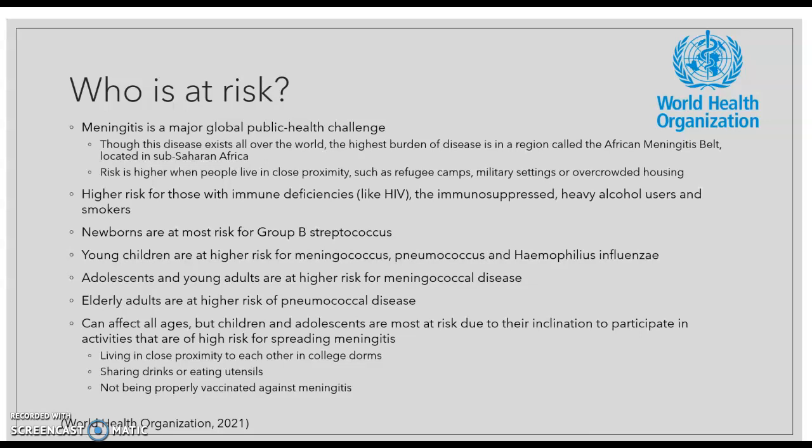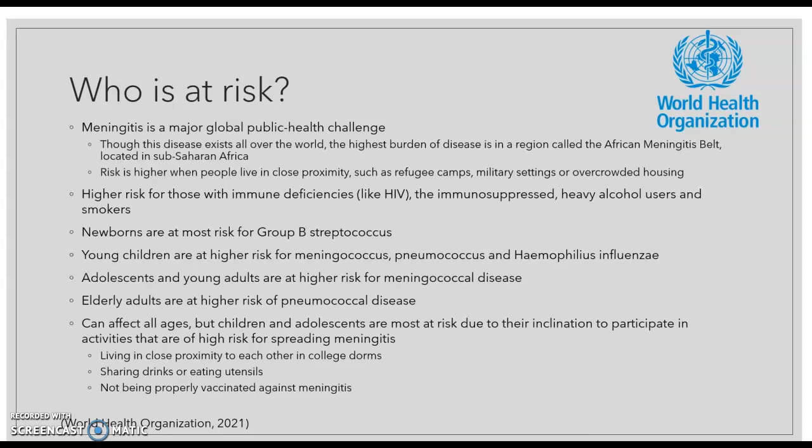So who is at risk of meningitis? Meningitis is a major global public health challenge. It can occur anywhere in the world, but there are areas with higher incidence, such as sub-Saharan Africa, also known as the African meningitis belt. Risk is also higher in conditions of close quarters, such as refugee camps, military settings, and overcrowded housing, including college dorms. There are higher risks for the immunocompromised, heavy alcohol users, and smokers.